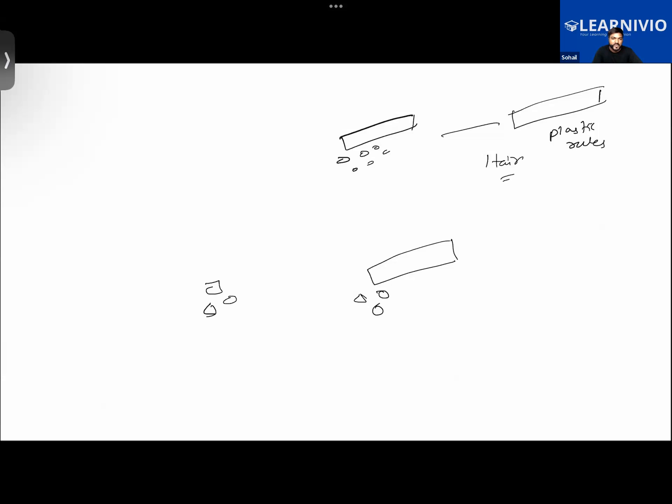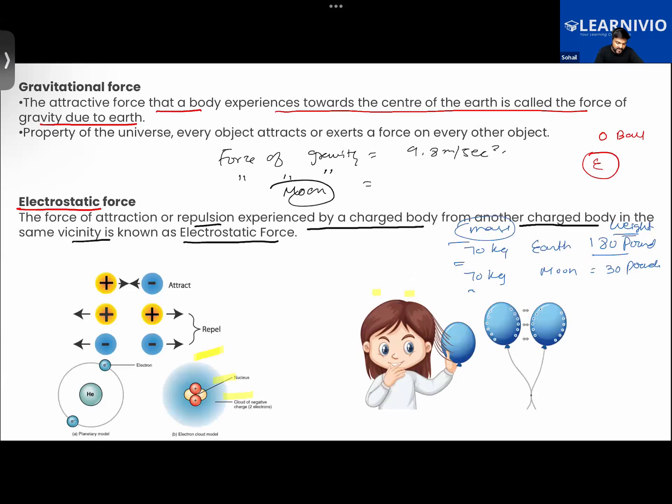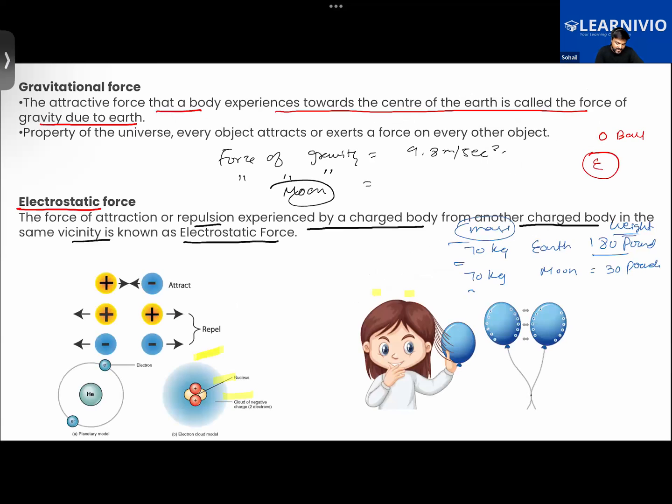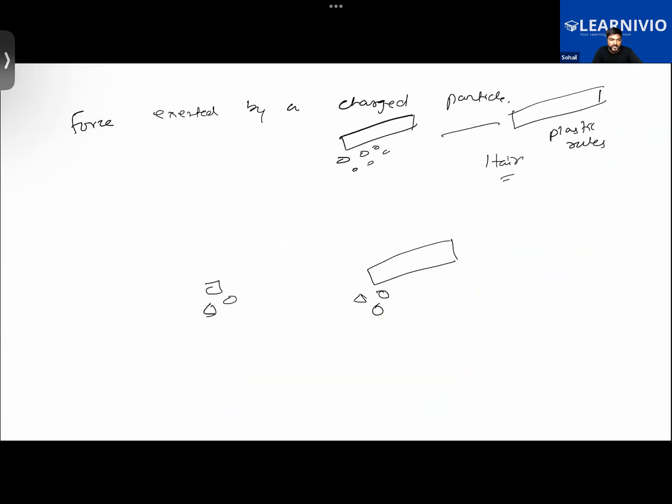Now, in simple terms, we can define it as the force exerted by a charged particle. That is what electrostatic force is. Also, we know that like charges repel each other, while unlike charges attract each other. So that's all about the electrostatic force. If there's any question in it, please let me know. No question? Okay, then.